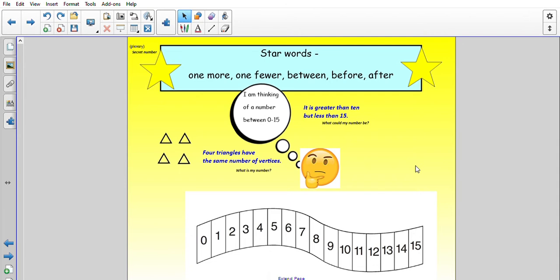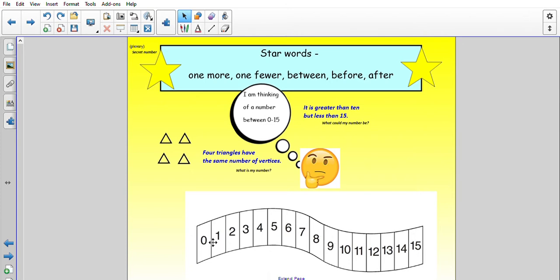Just before we finish our maths today, we're going to do a little bit more problem solving, and I'm going to give you a bit of a game, my secret number game. So I'm thinking of a number that is between 0 and 15. Now it's very difficult if that's all you know about my number because it could be any one of those numbers. So it's really difficult to guess which one is my secret number.